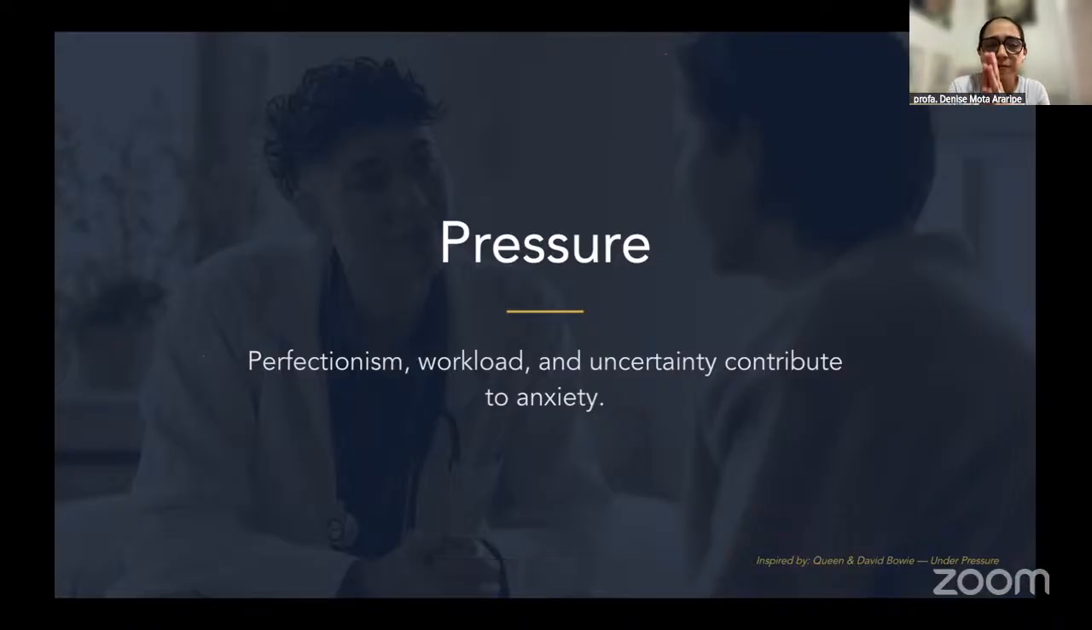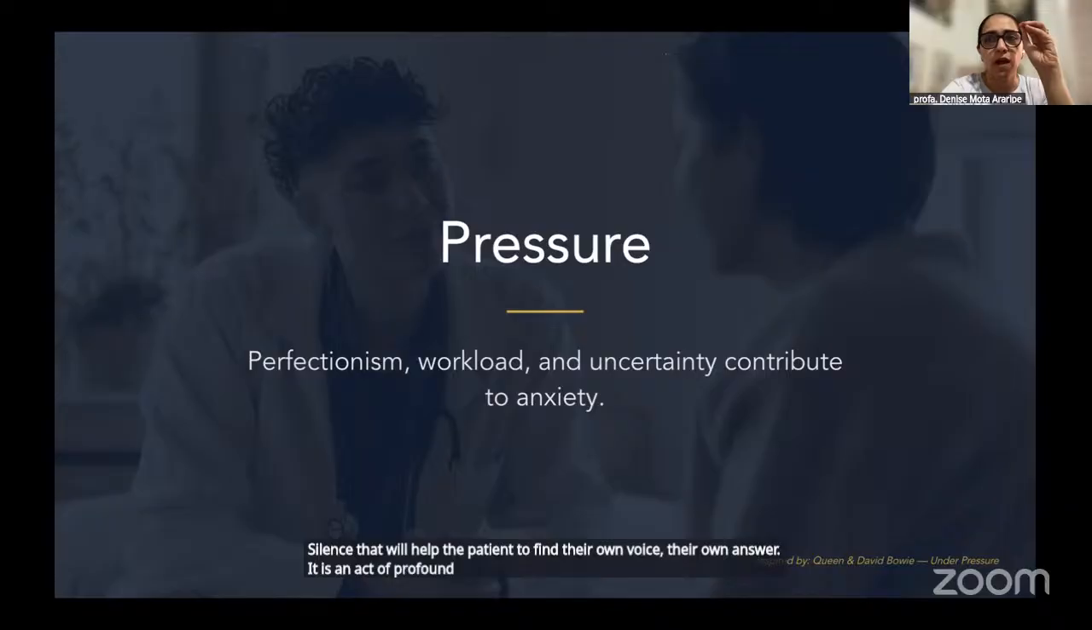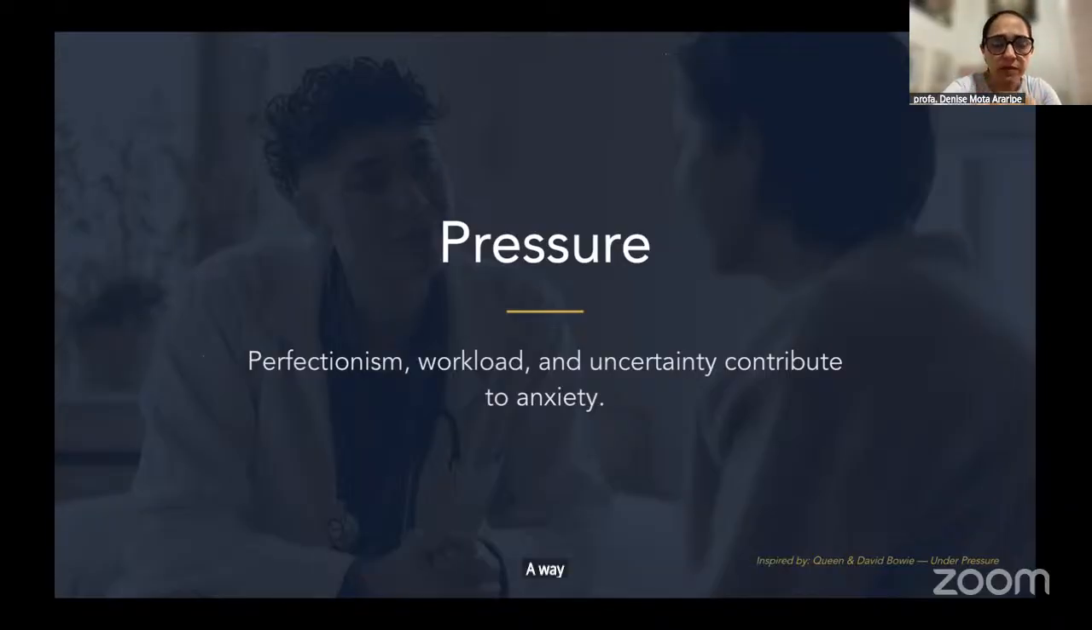Silence that can be like a hug, that can be like a space. Silence that will help the patient to find their own voice, their own answer. It is an act of profound respect, a way of saying your experience is important enough for me to simply sit here with you. This is deep presence. This is crucial for patient-centered care.